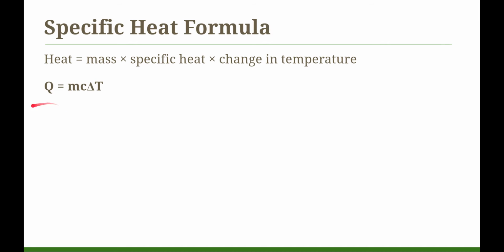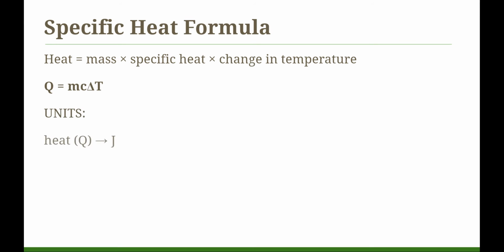So if we look at this, Q, remember, is heat, m is still mass, C is a new variable that is for specific heat, and then delta T, remember this delta just means change. We saw it in displacement, so like delta X was change in position or change in X. Here delta T just means change in temperature. So that delta, that triangle, just means change in, and then T for temperature.